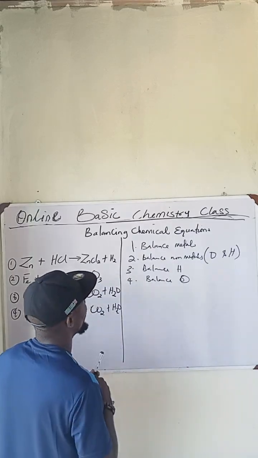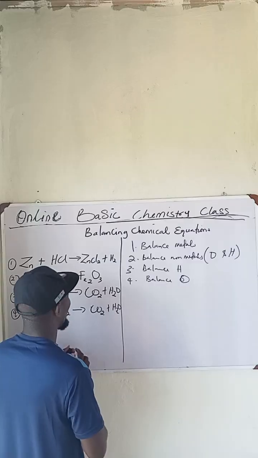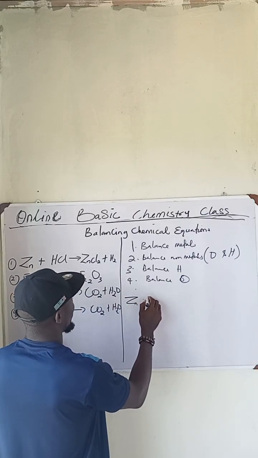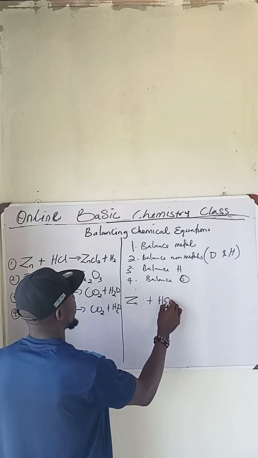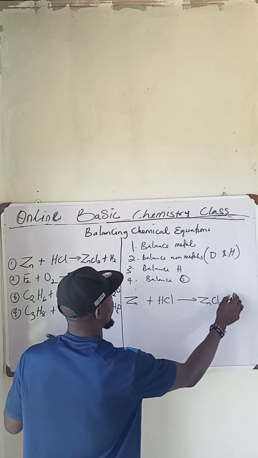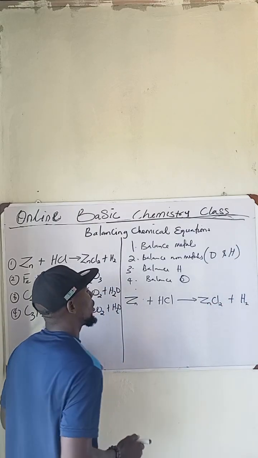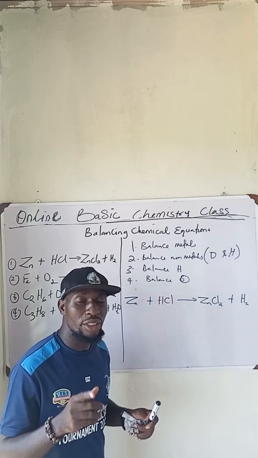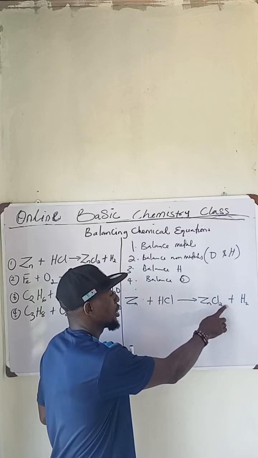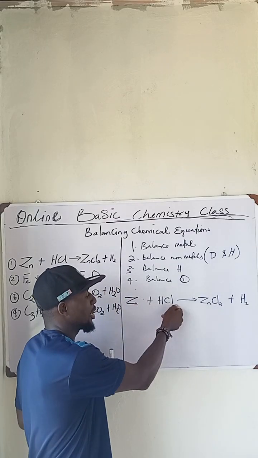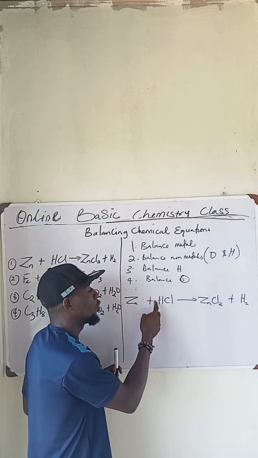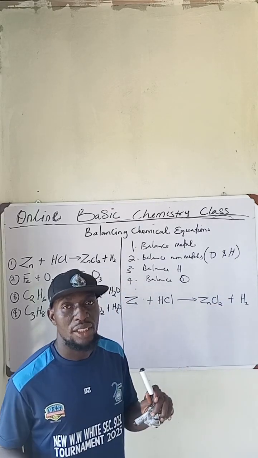So let's start with the very first equation here. So we have Zn plus HCl to give us ZnCl2 plus H2. Good. Now, please note this. When balancing a chemical equation, do not touch the atomicity. Look at this, this is what we call atomicity. Do not alter the atomicity of this element. Rather, work with the coefficients, the number of moles at the front. Work with the coefficients. Is that clear?